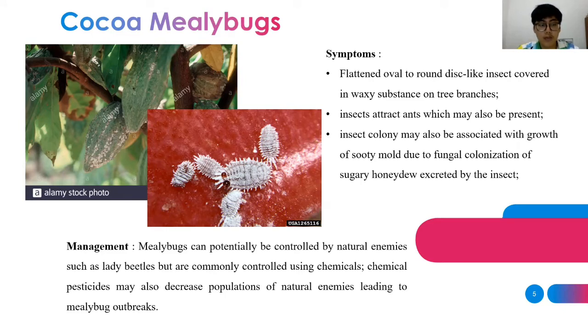And as for the management for these insects, mealybugs can potentially be controlled by natural enemies such as lady beetles, but are also commonly controlled by using chemicals. Chemical pesticide may also decrease the populations of natural enemies, leading to mealybug outbreak.